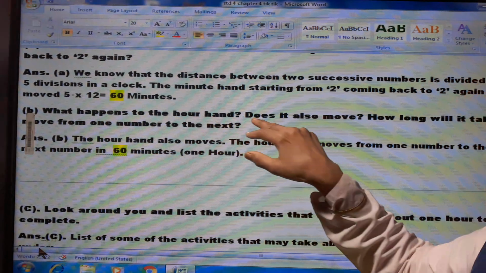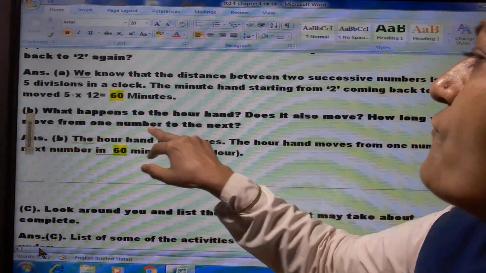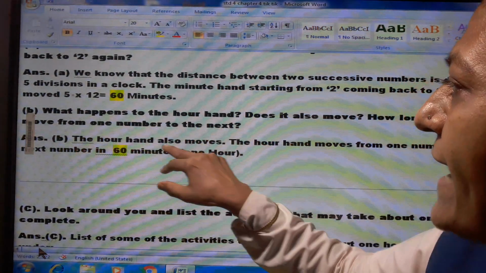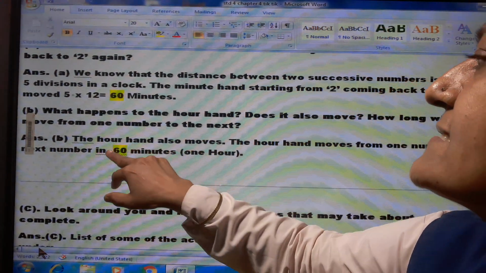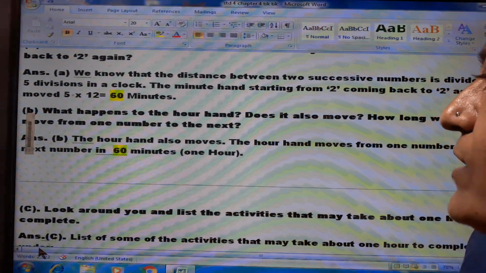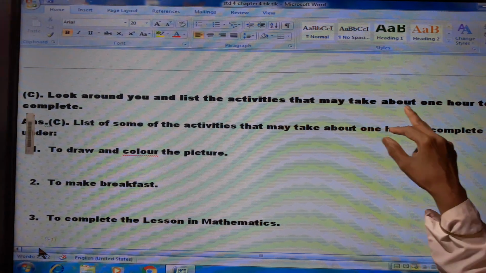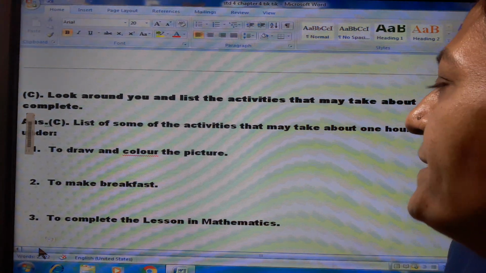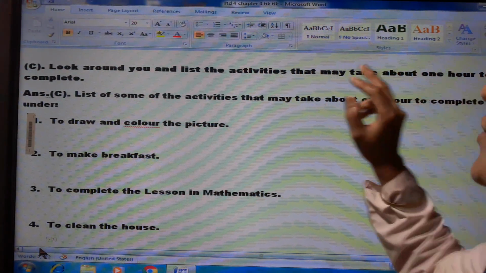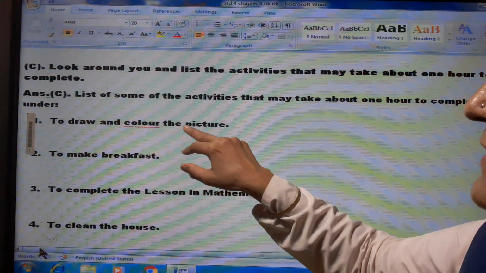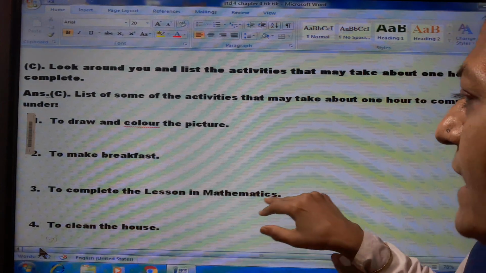What happened to the hour hand? Does it also move? How long will it take to move from one number to the next? The hour hand also moves. The hour hand moves from one number to the next number in 60 minutes, means 1 hour. Look around you and list the activities that may take about 1 hour to complete. Some of the activities that may take about 1 hour to complete are as under. To draw and color a picture. To make breakfast. To complete a lesson in mathematics.